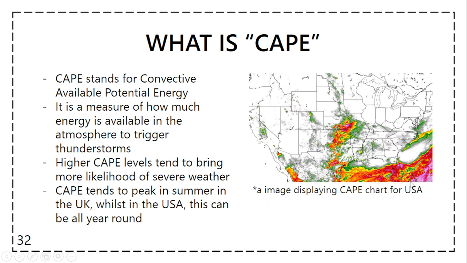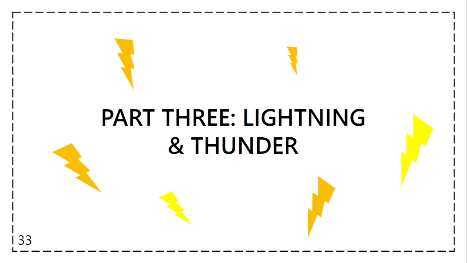This is a picture displaying CAPE across the USA. There's no credit because I took this picture. And here you can see the USA again. These shades are basically CAPE levels, with red and purple, or lighter shades, or even white and grey in them. It means that it's going to be very high CAPE.